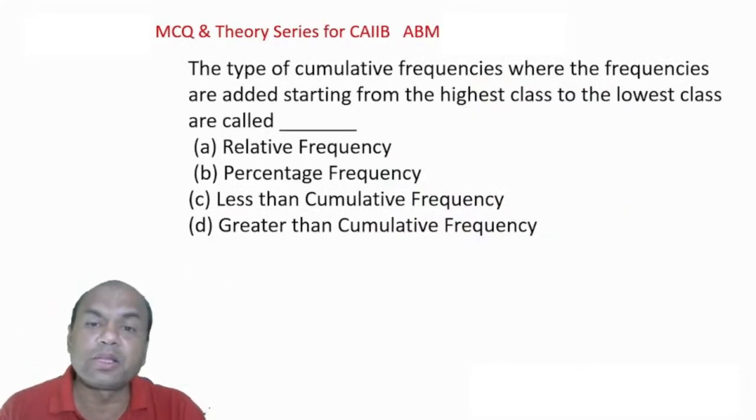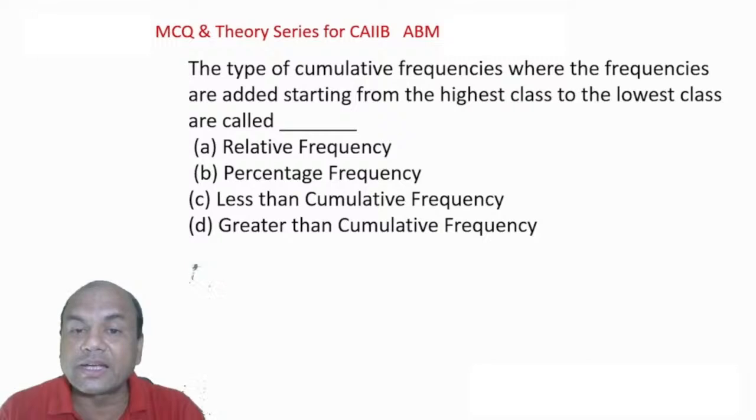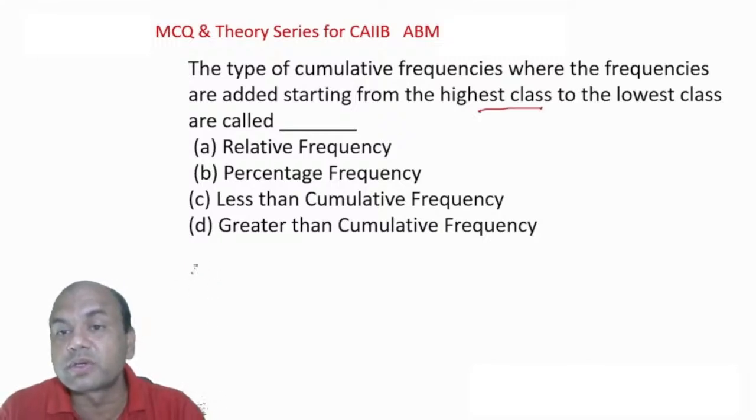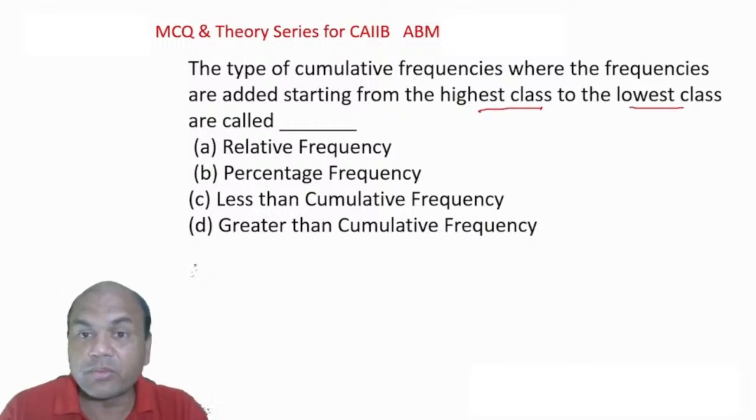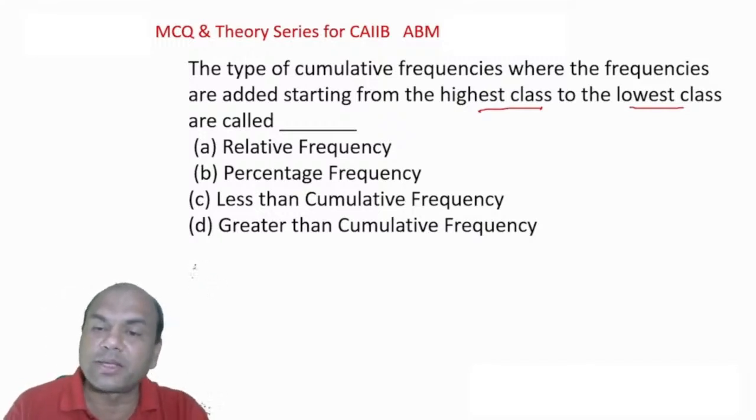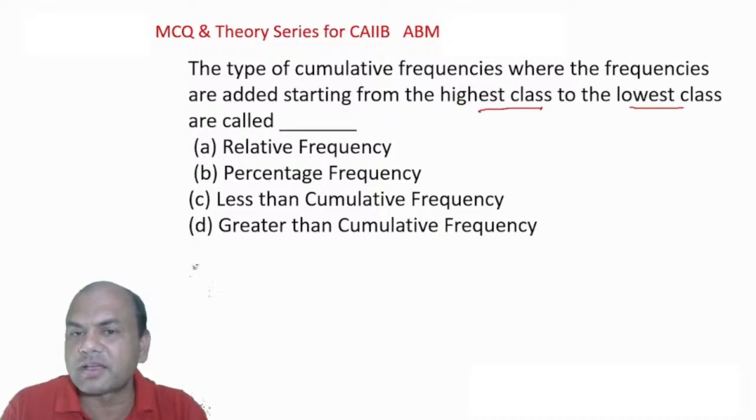The type of cumulative frequency where the frequencies are added starting from the highest class to the lowest class is called highest to lowest. Now what do you mean by this? Suppose these are the classes, let me explain it. Suppose the classes are, let me make it simple.